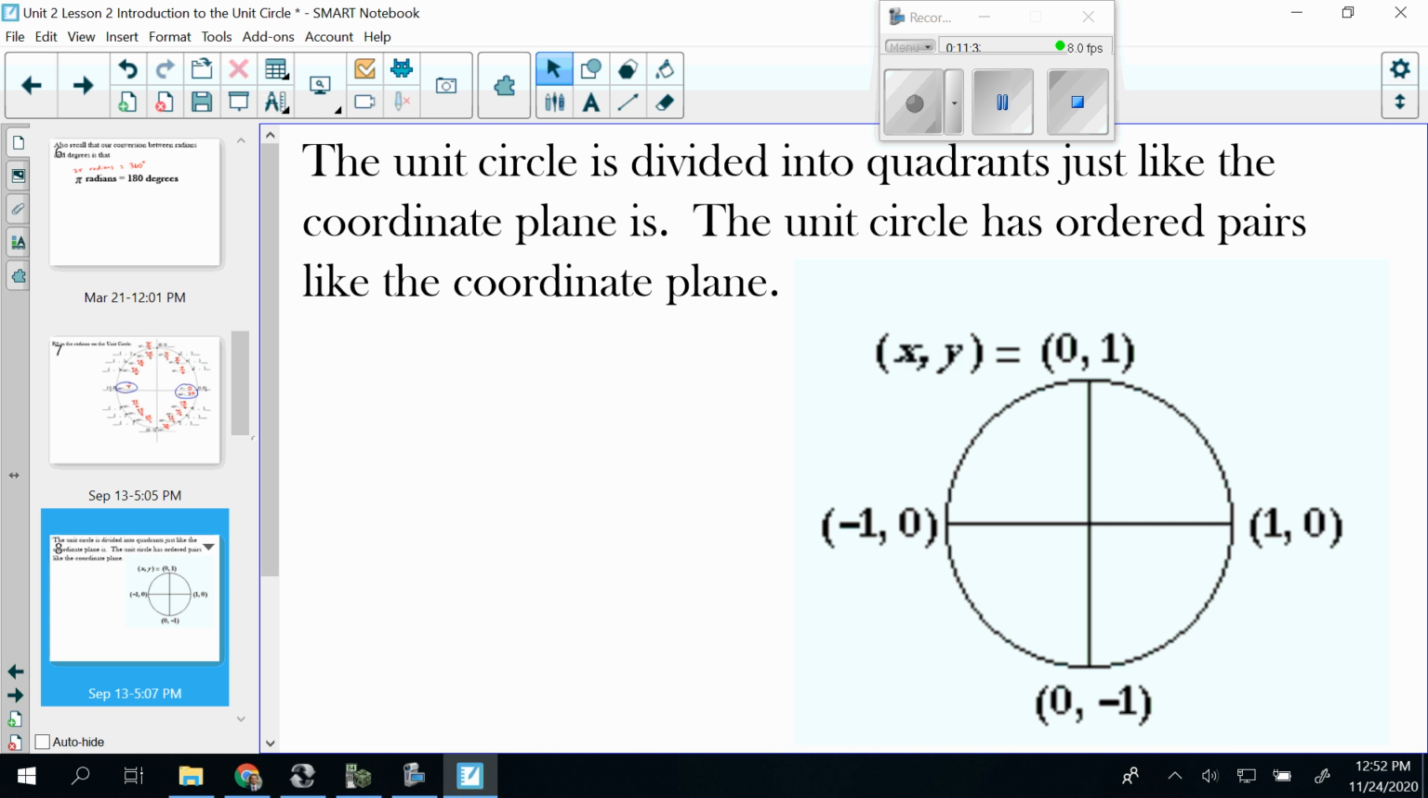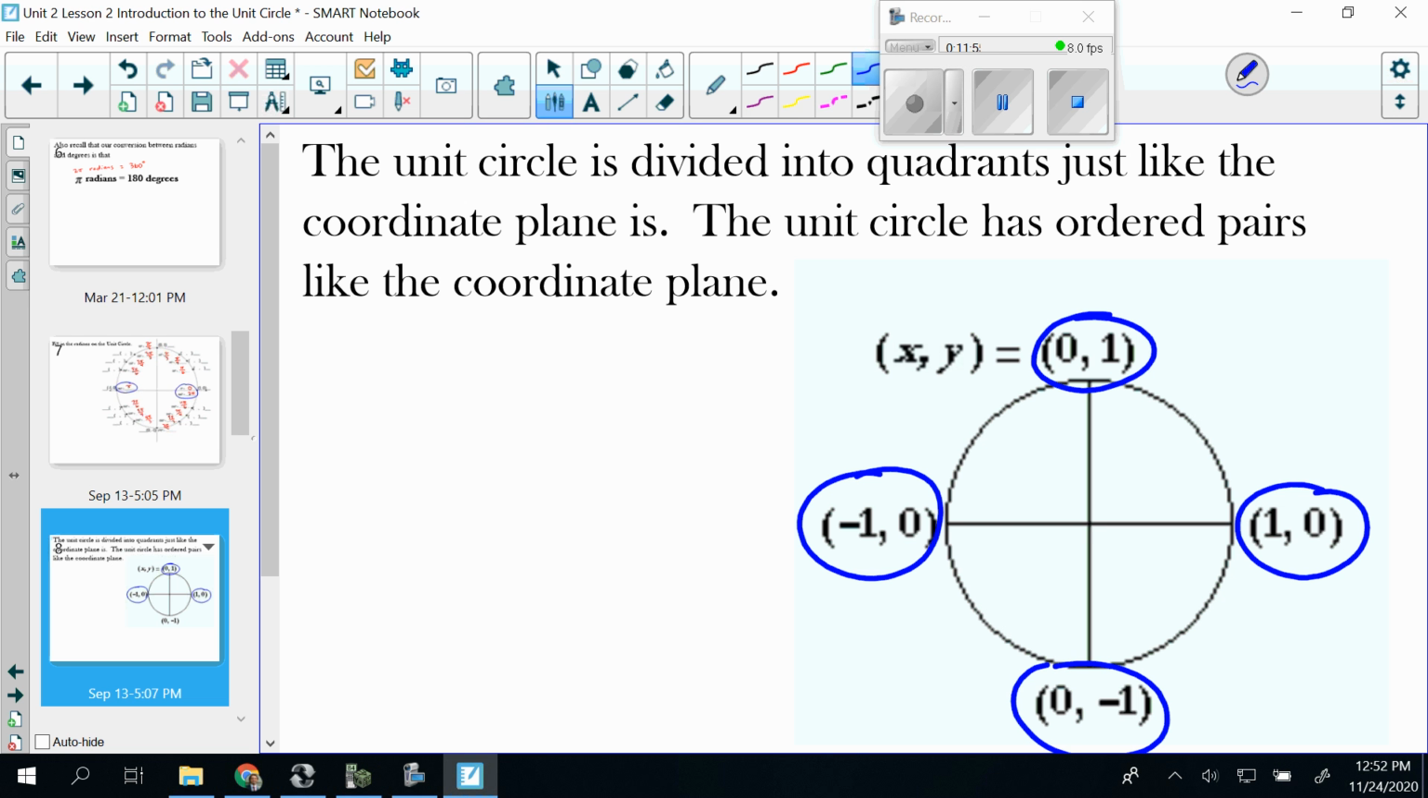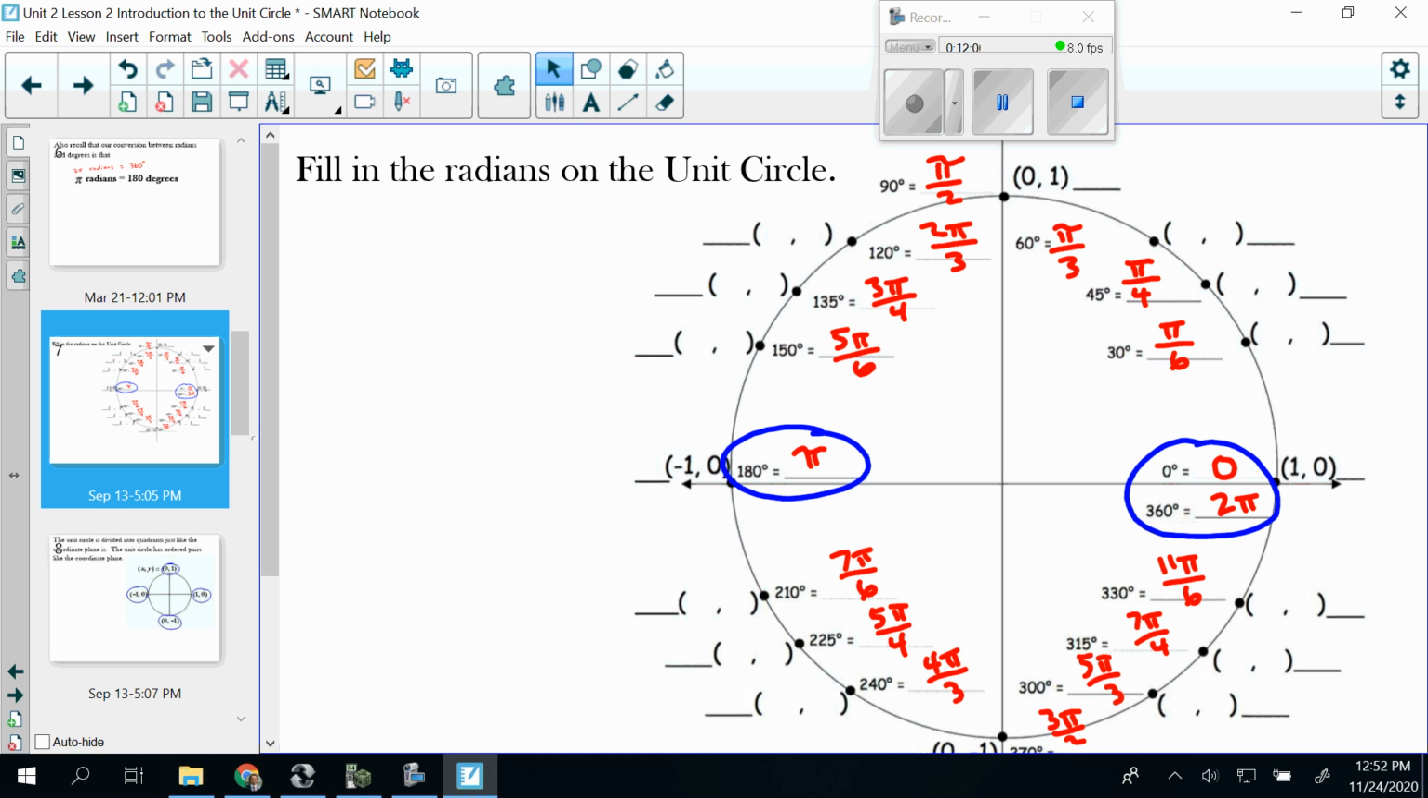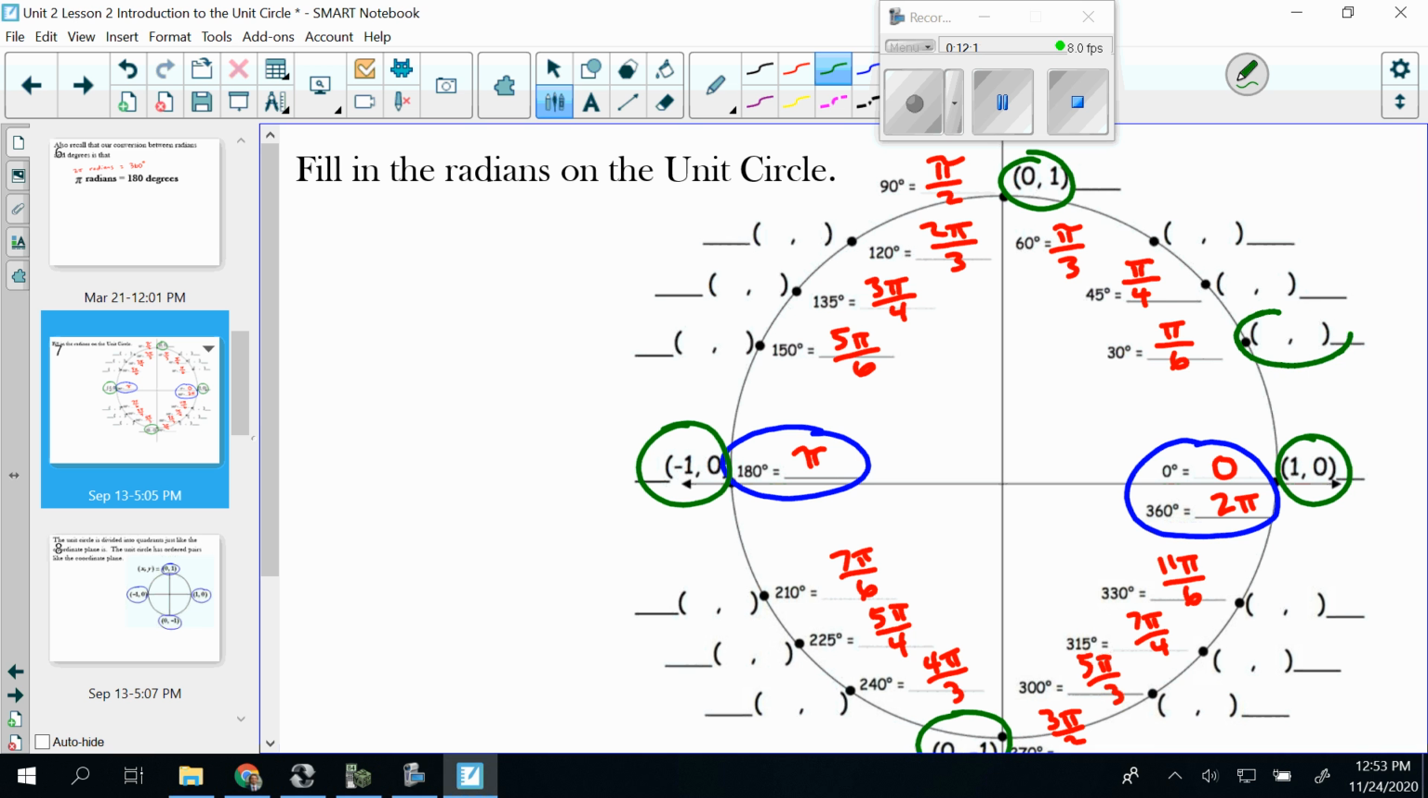All right, the unit circle is divided into quadrants. So just like the coordinate plane is, the unit circle has ordered pairs like the coordinate plane does. So you do have points here like 1, 0, 0, 1, negative 1, 0, and 0, negative 1. So here's those points we just looked at. What are the other ordered pairs around the circle here? So what is like this point or this point?